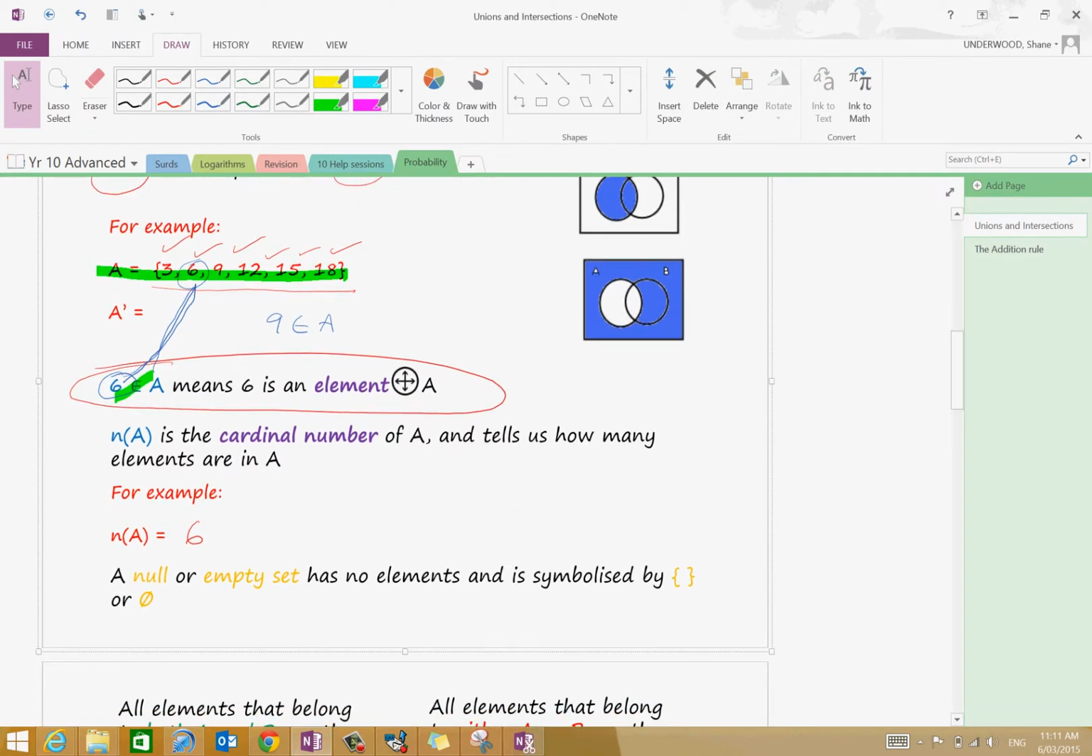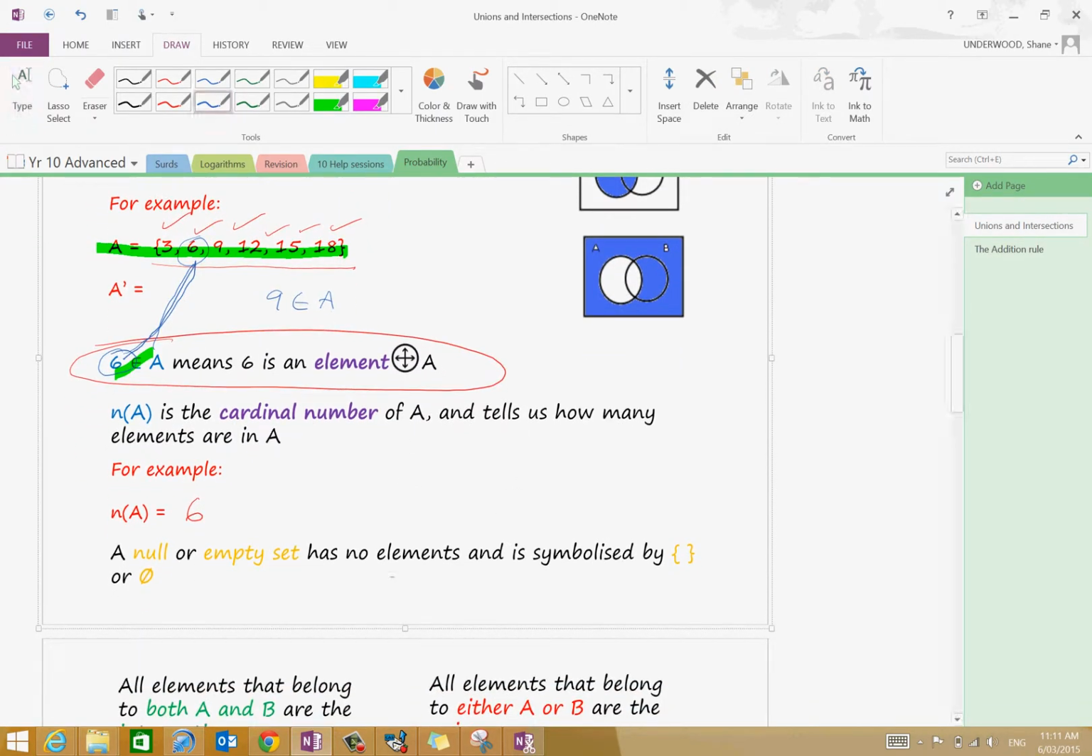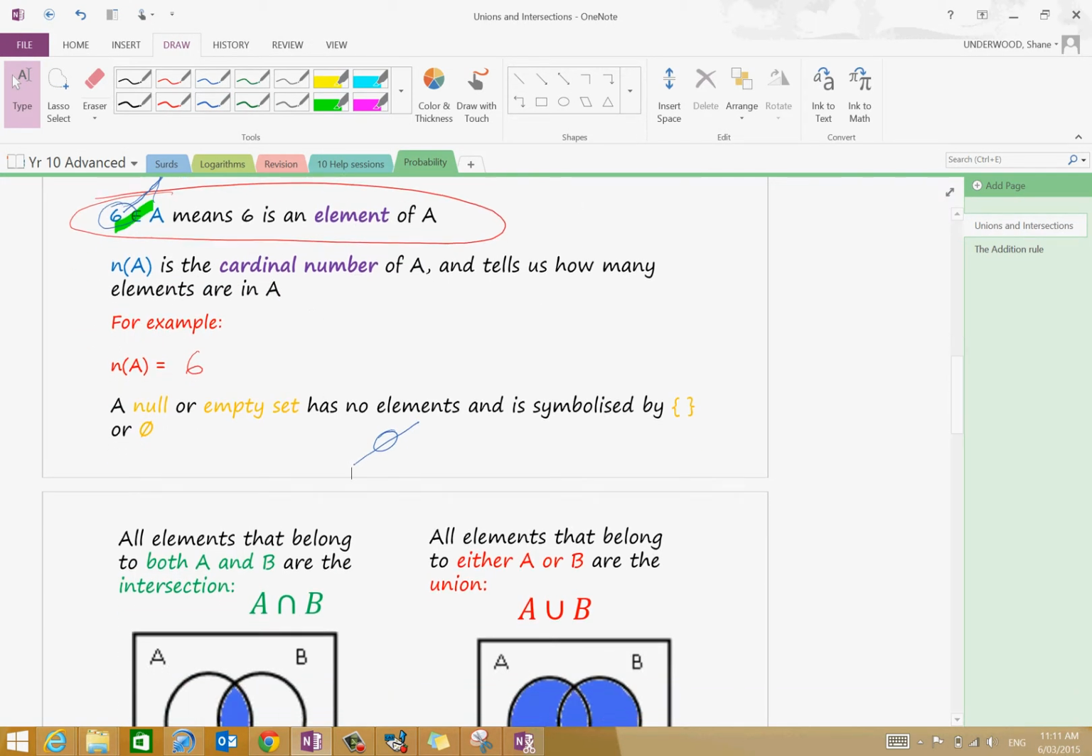Alright, so a null or empty set can be represented by a 0 with a line through it. Okay? Just means that there's nothing in it. It's a bit pointless though, to be honest. Why look at sets with nothing in them? Okay? But it's just some terminology.